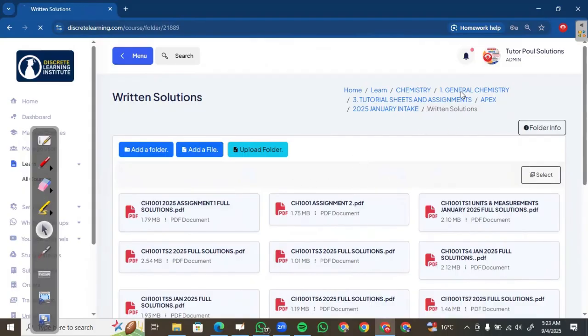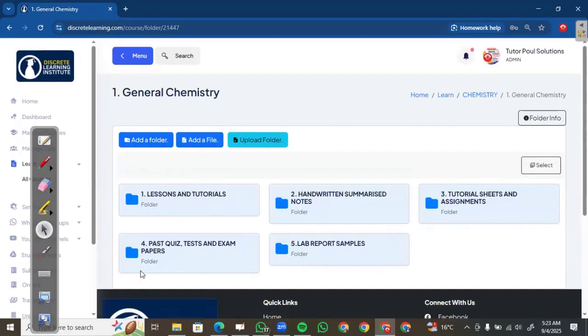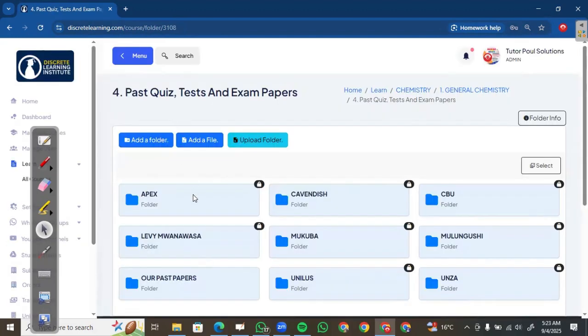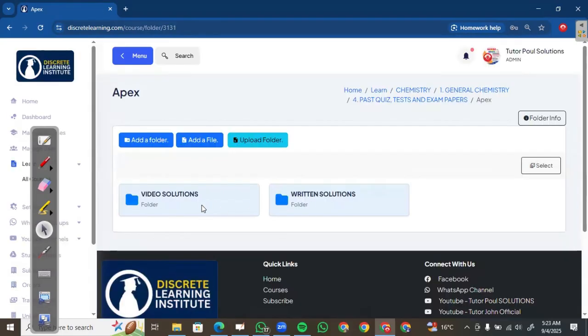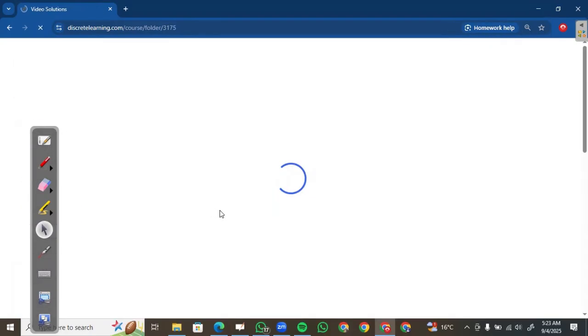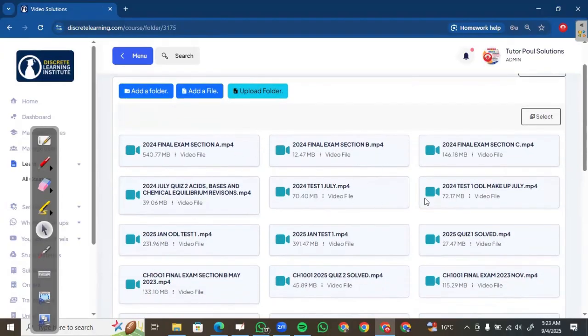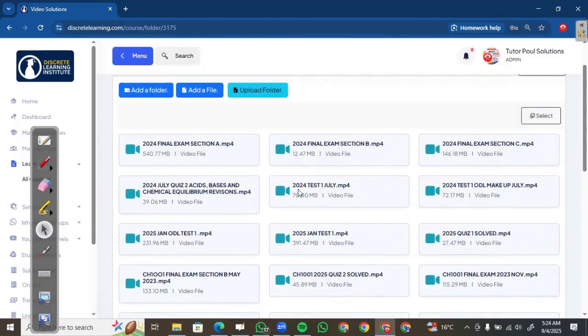But if you'd like to access the past papers, then you have to go to this folder here for the past papers. You're going to find quiz papers. They are solved videos and there are also some written solutions. So you go to Apex. You also find videos on exam papers. If I go to the videos there, you see that there are videos for some exam papers, for some tests, for some quizzes. You can access all these and learn at your own time to prepare for your exams.